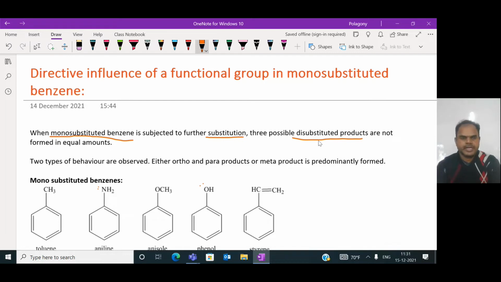These di-substituted products, what we observe mostly, are not formed in equal amounts. That means when monosubstituted benzene is subjected to further substitution, we get three possible di-substituted products: ortho, para, and meta, predominantly formed in unequal amounts.